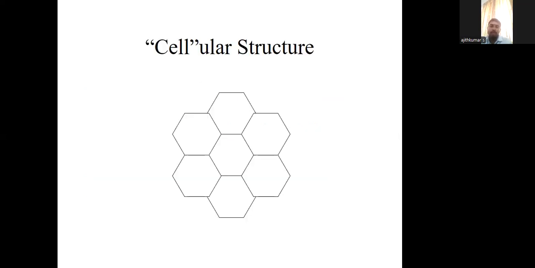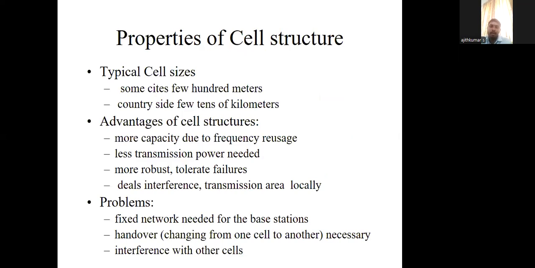See the cellular structure. Then properties of cell structure. The typical cell sizes: in some cities a few hundred meters, in some countries a few tens of kilometers. The advantage of cell structure is more capacity due to frequency reuse. Next, less transmission power is needed, and it is more robust to failure. Then it deals with interference and transmission area locality.